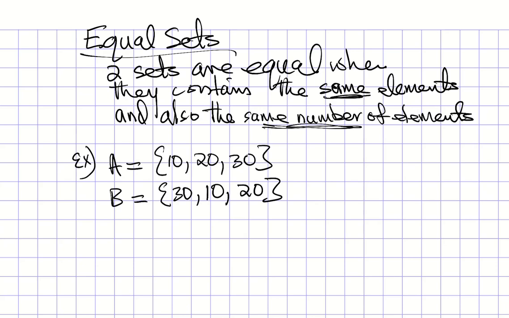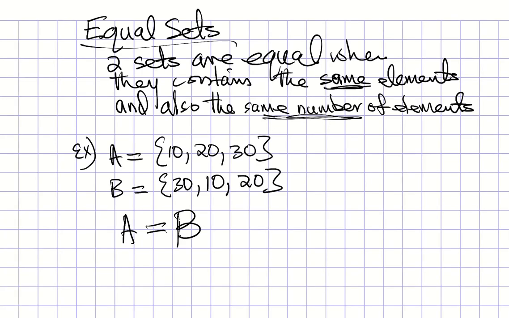All right, so look at set A. It has 10, 20, 30. Set B, 20, 10, 30. So set B and set A are the same, even though in set B the numbers are mixed up. But they contain the same elements, right? And they contain the same number of elements, which is 3 each. So then we say that A is equal to B. That's what that means.